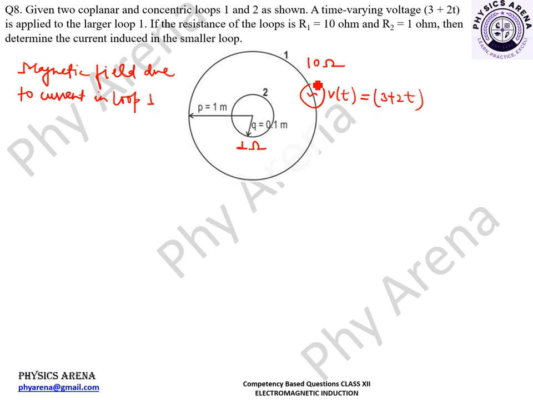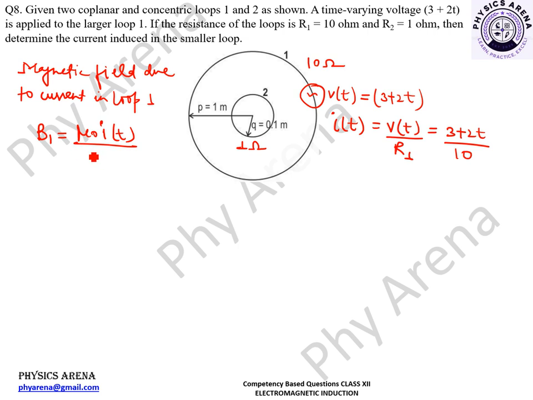So we can see that the voltage is given to us as a function of time. So the current will also be a function of time, and it will be voltage divided by the resistance of loop 1, and it will be equal to 3 plus 2t divided by 10. So this is the value of current, and we need to find the magnetic field because of this current. So it will be B1 is equal to mu naught I as a function of t divided by 2 into radius of the outer loop, and it is p. So the radius of the outer loop is p, and it is 1 meter.